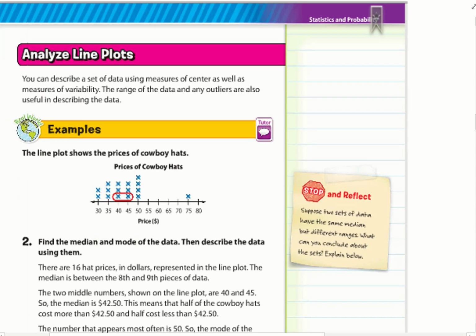So now we're going to start analyzing line plots. It says you can describe a set of data using measures of center as well as measures of variability. Measures of center and variability, that's from chapter 11. The range of the data and any outliers are also useful in describing the data.